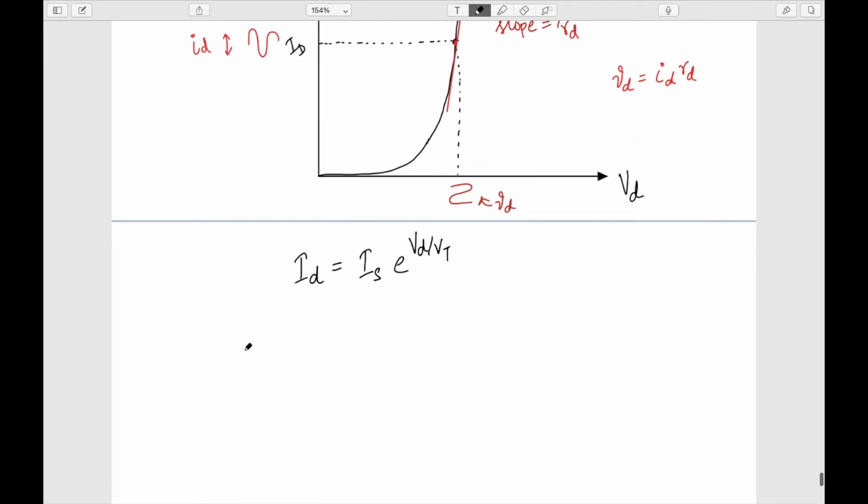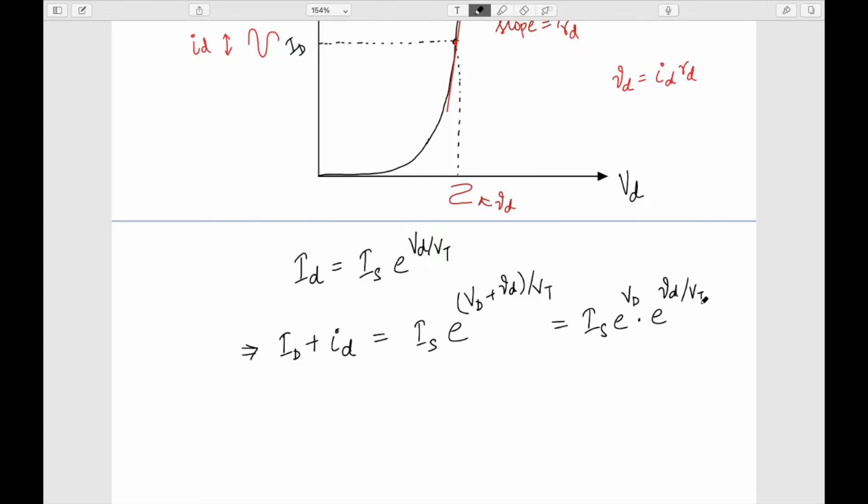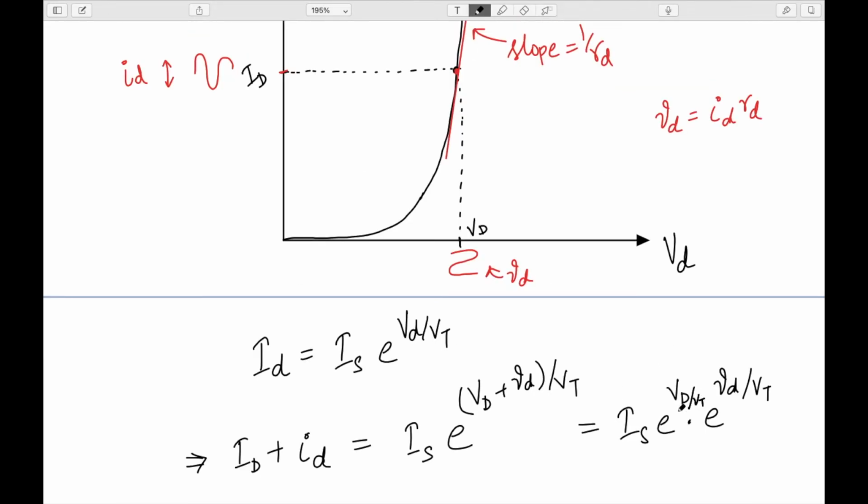So let me decompose these two components. This ID I can write as capital ID plus small id, which is equal to Is, which is basically a constant. There is no signal riding over it, and e power this Vd I can split as Vd plus small vd by Vt, and I can write it as Is e power Vd dot e power small vd by Vt. Okay, so the Vt term also will come here, and this whole term is nothing but the ID.